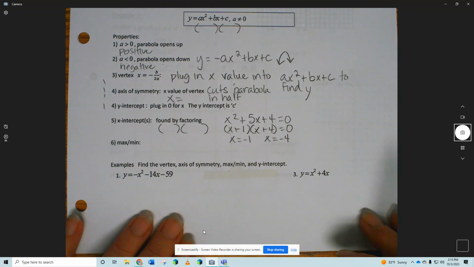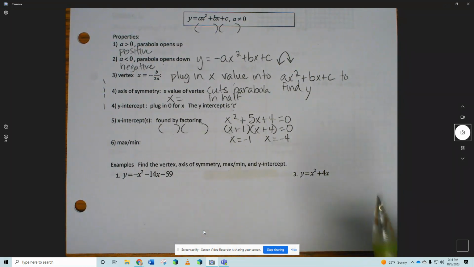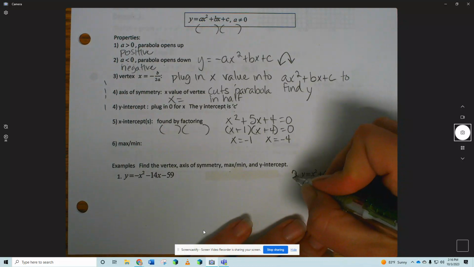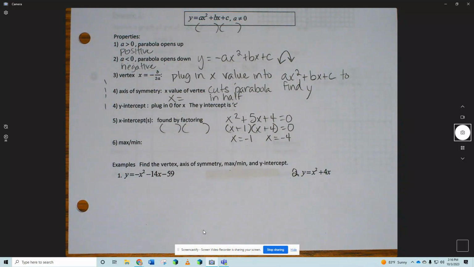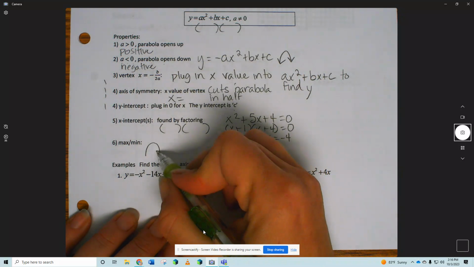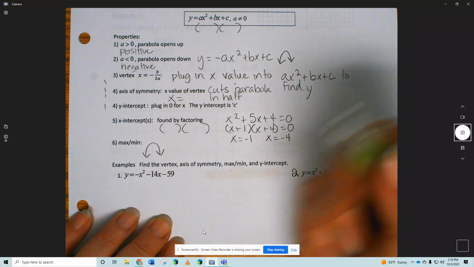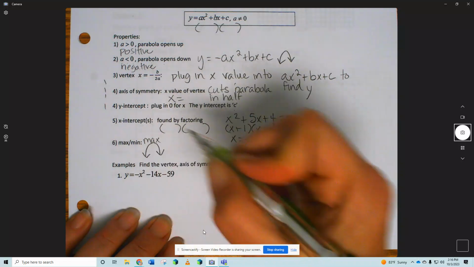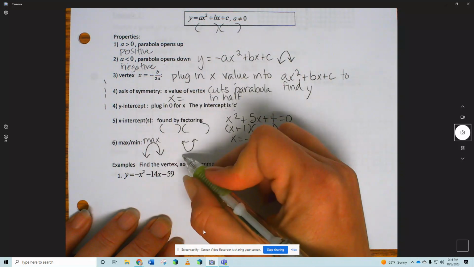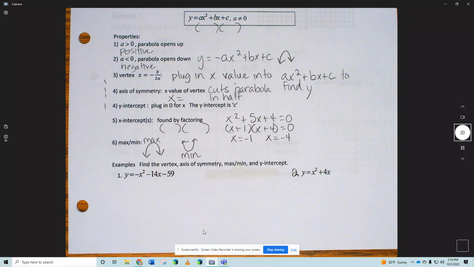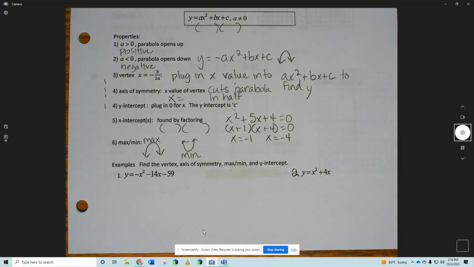Okay, so on number 1 and number 3, we're going to put max and min. You guys, if my parabola is facing downward, does that have a maximum or a minimum? Good. If my parabola is facing upward, is that a maximum or a minimum? Good. Okay. So for vertex, I need to do that negative b over 2a. And obviously, max and min means does it open up or down. Y-intercept is the c, that last number, negative 59.